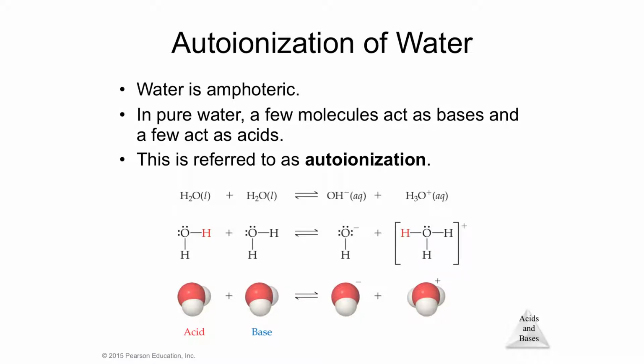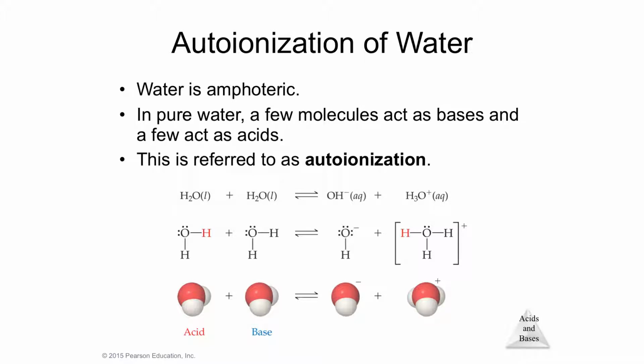Section 16.3, the autoionization of water. If you remember that water is amphoteric or amphiprotic, both of these mean that it can act as an acid or it can act as a base. Well, in a glass of water, some of the molecules can act as acids and give away protons, and some of the other water molecules can act as bases and receive those protons.